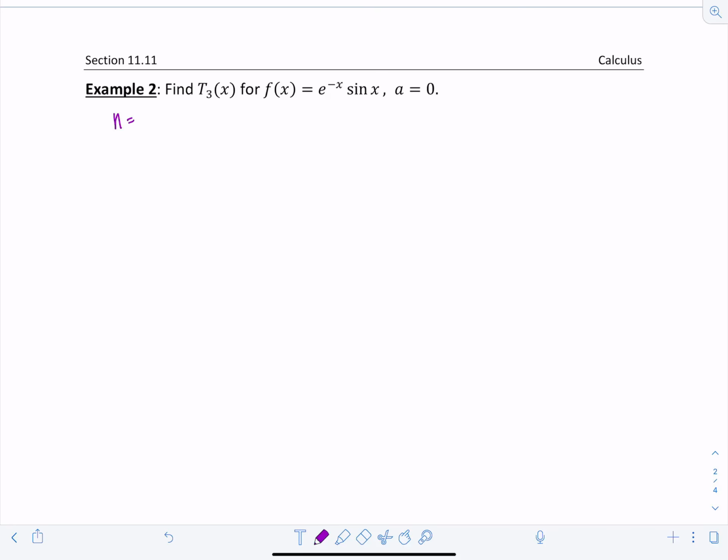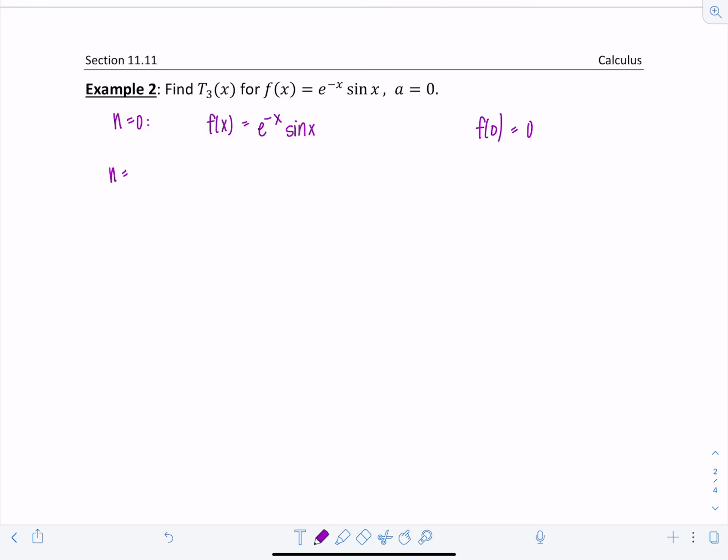All right, so I'm going to need to take 3 derivatives again. Start with n equals 0, the original function. So f of x is e to the negative x sine x. And f of 0 is going to be e to the 0, but times sine of 0, 0.